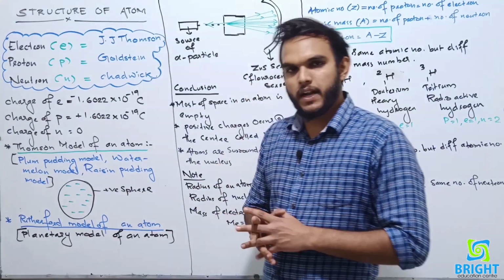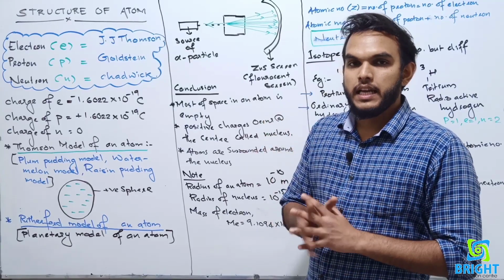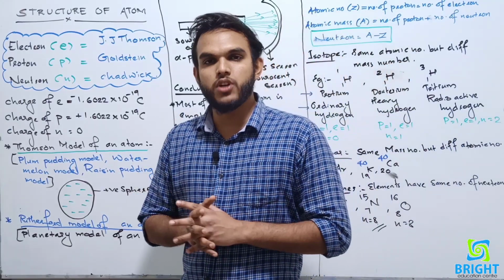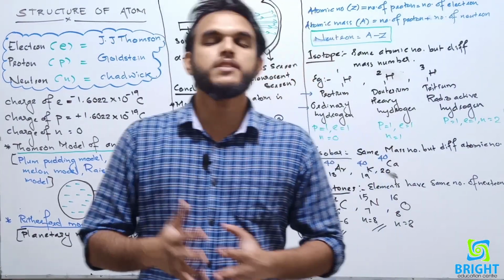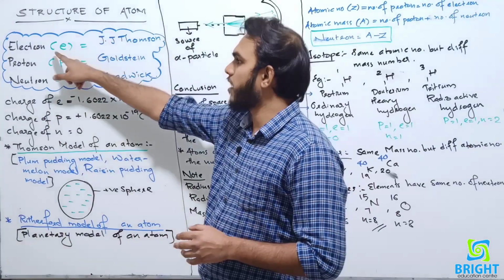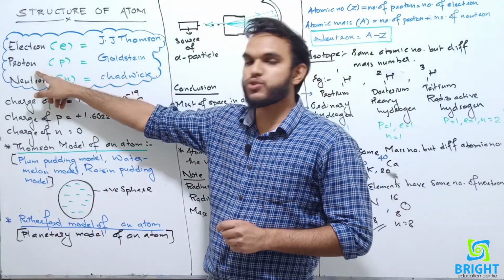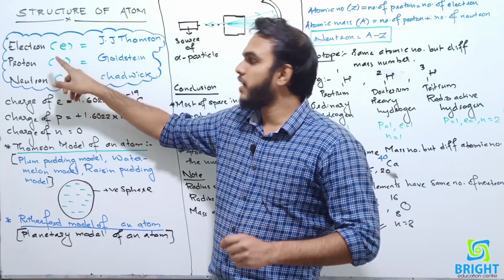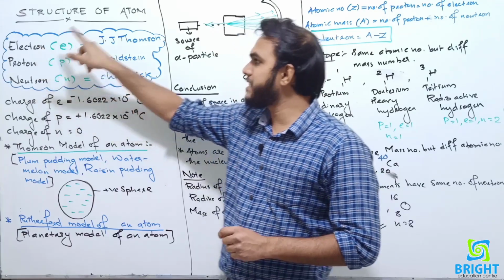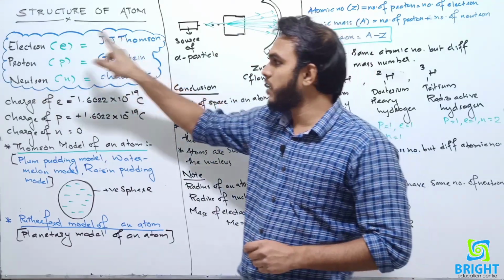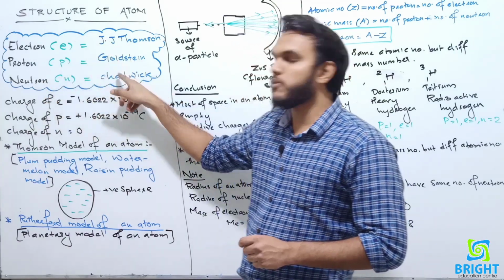For this structure of atom, as an introduction, you have to know about what is electron, proton, neutron. Electrons are negatively charged, protons are positively charged, and neutrons are chargeless. Electrons are represented by the symbol small letter e. Protons are represented by the symbol P, and neutrons are represented by the small letter symbol n. Then electron is discovered by J.J. Thomson. Proton is discovered by Goldstein and neutron is discovered by Chadwick.